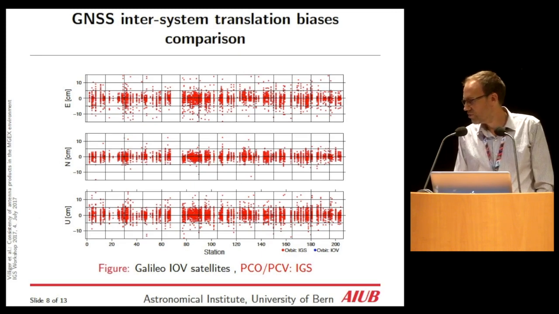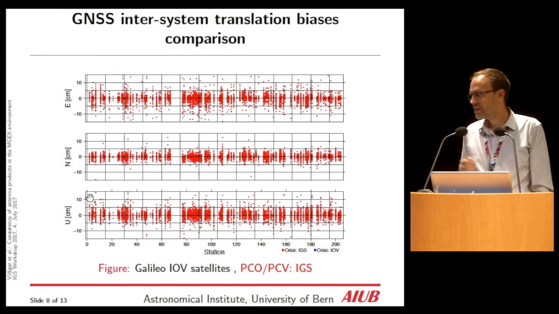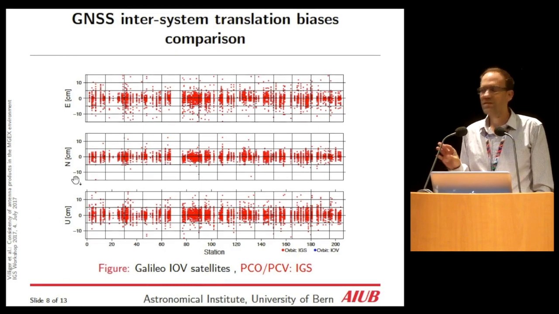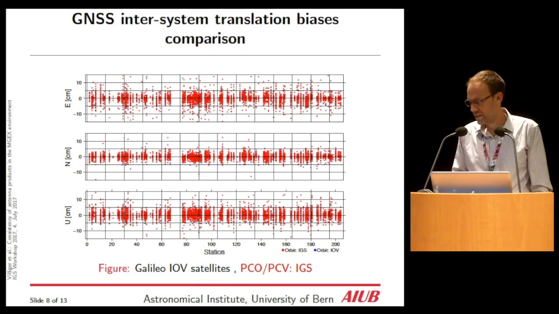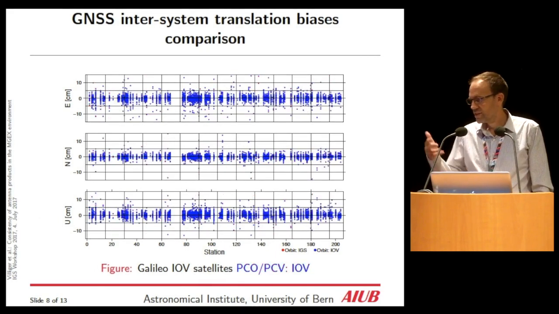I forgot to say, we see here on the lower part that each station has a number, and all these inter-system translation biases for the 60 days are plotted in one row for each station, for east, north, and up. As this solution is just based on 3 satellites, we see that we have much higher scattering within these 60 days. If I now use the IOV satellites, we see that the scattering is getting a bit lower. So the consistency of this bias, I would say, seems to be more consistent.